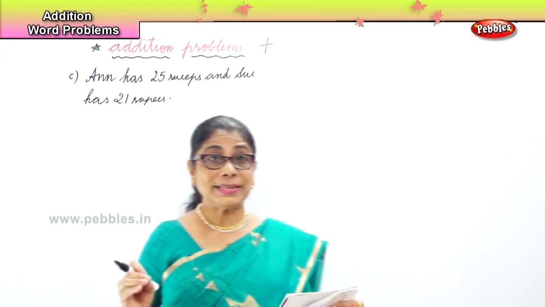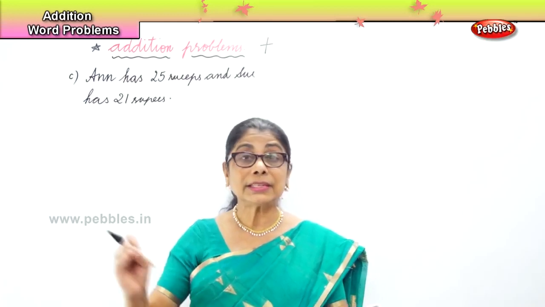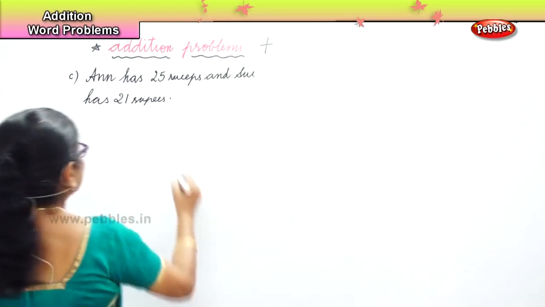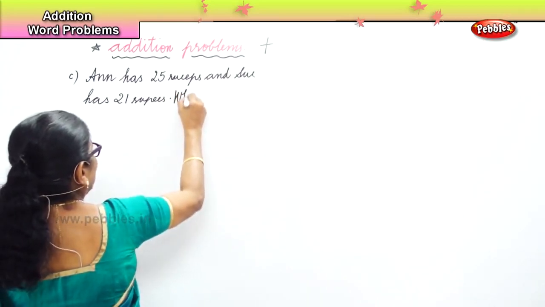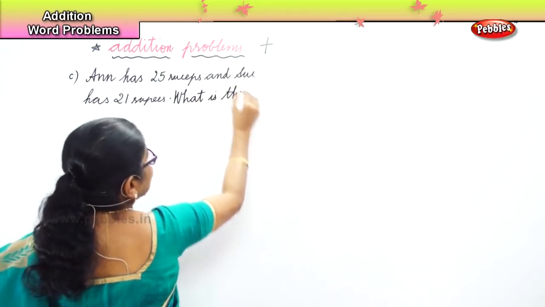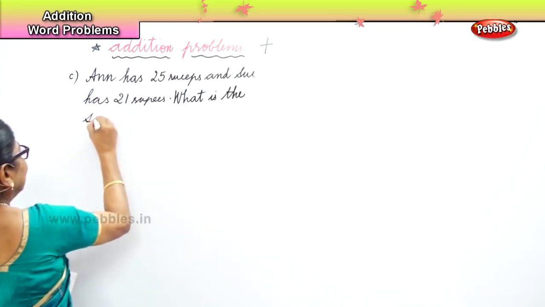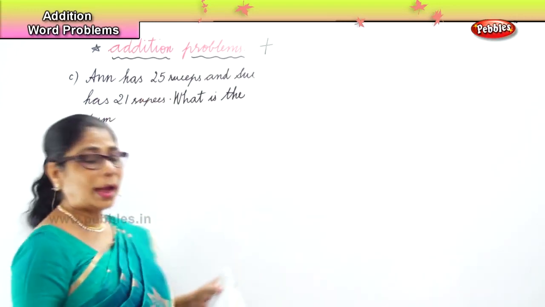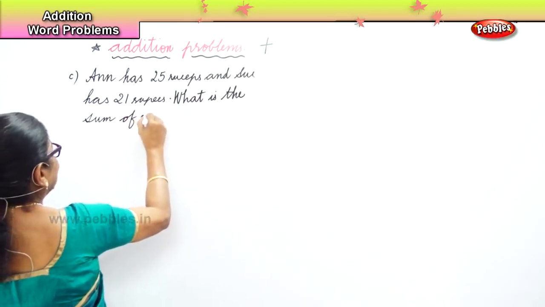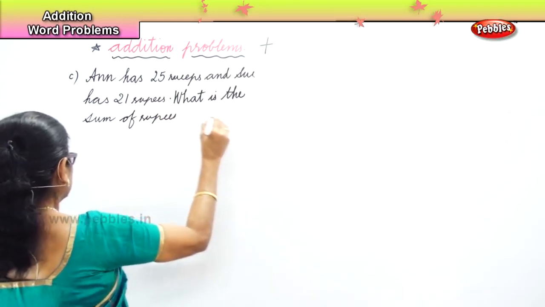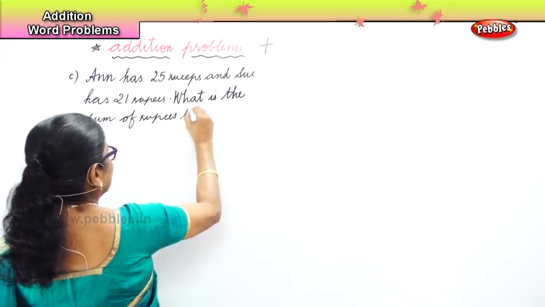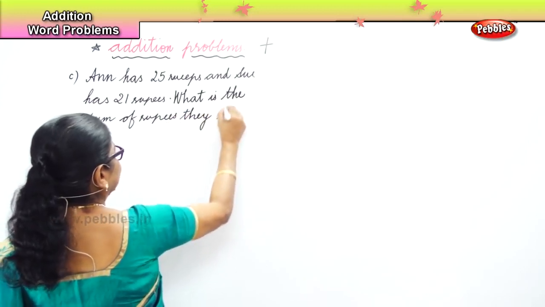Anne has 25 and Sue has 21 rupees. Now, the question is, what is the sum of rupees they have? What is the sum? When you look at the word sum, you know you have to add. What is the sum of rupees they have? Both have together, they have.